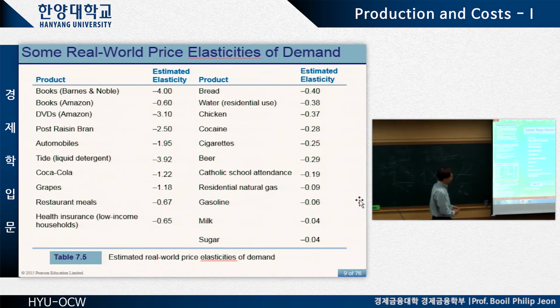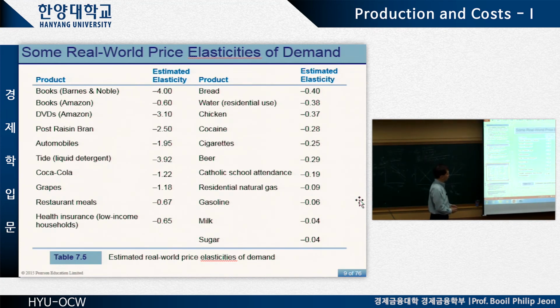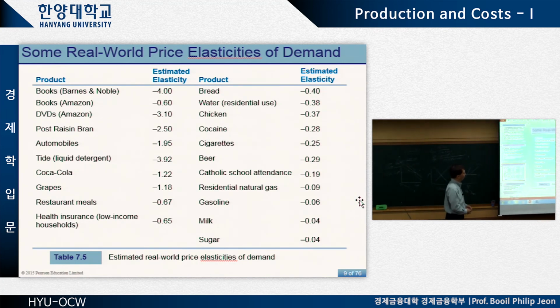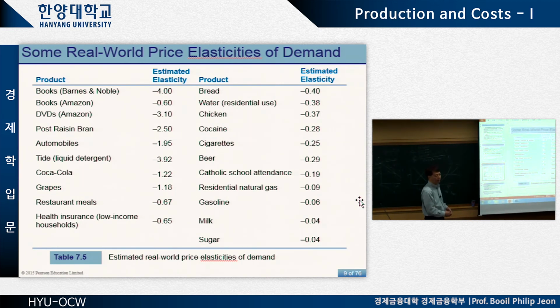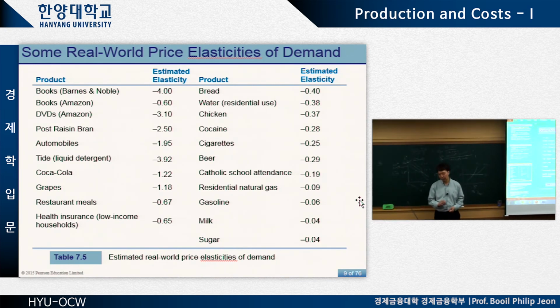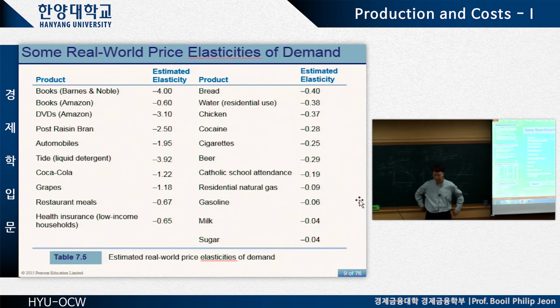But books sold on Amazon, that's interesting. Why so much difference? E-books, because e-books are cheaper than real paper books. Like the big ticket item and small ticket item factor.